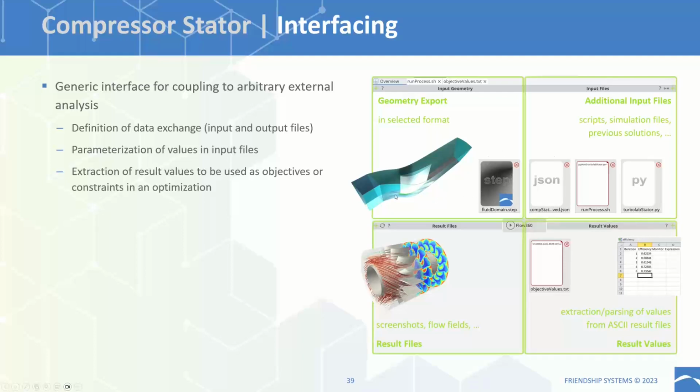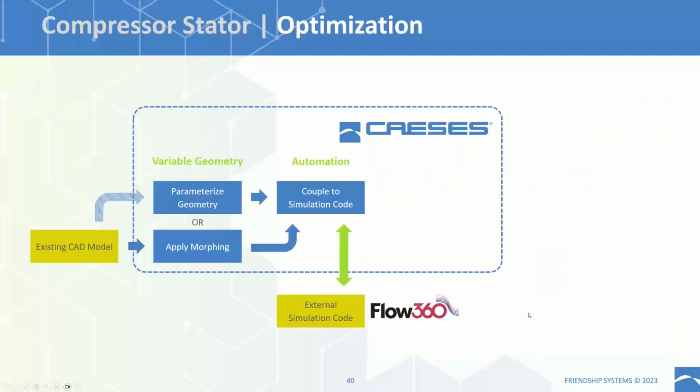So the geometry export, in this case, we exported the flow domain of a single blade passage, and then we have additional input files that are needed to control the external tool. Payam will say more about this in a minute. And then in the lower part of the interface, we define the result files that CAESES will load when the computation is finished and use, for example, to extract certain values that we use as objectives or constraints in the optimization process. So this is basically very simply how the interfacing to the external tool is done.